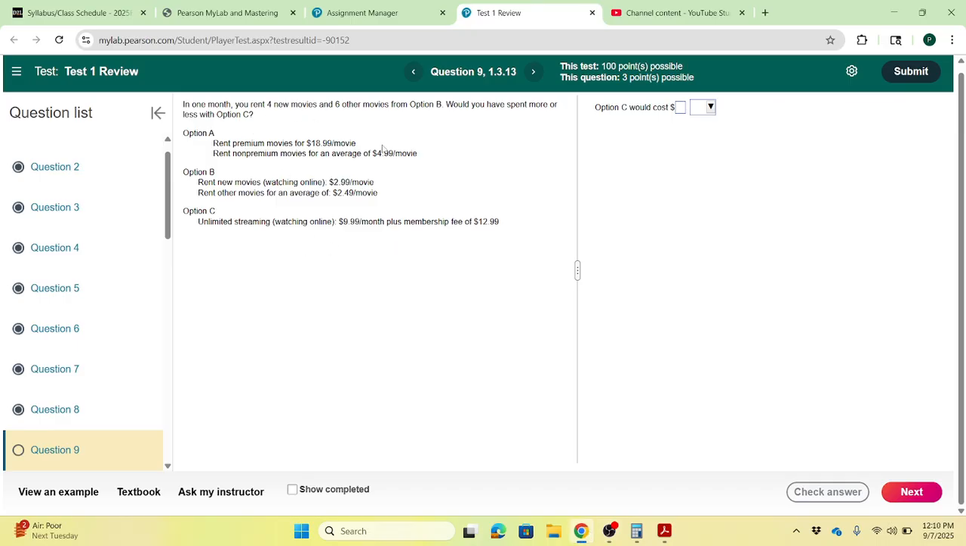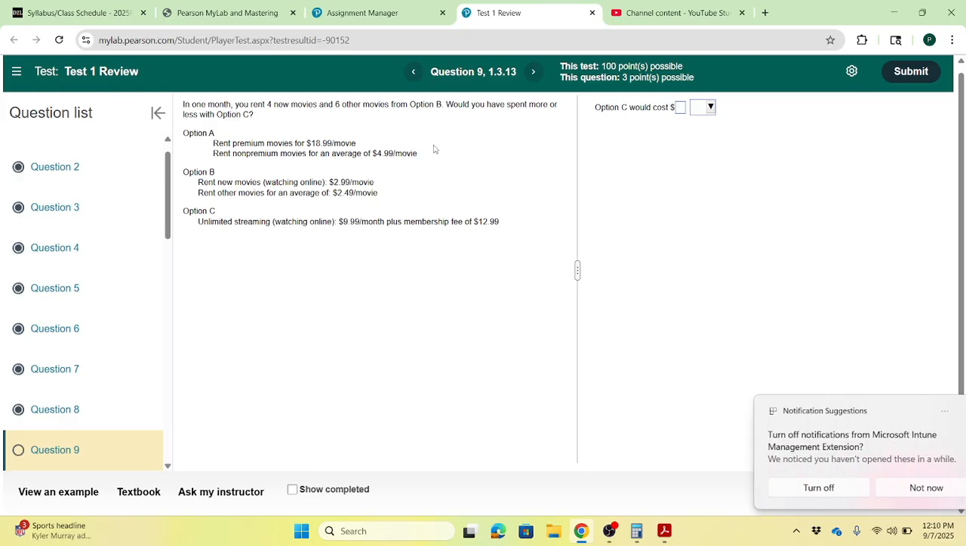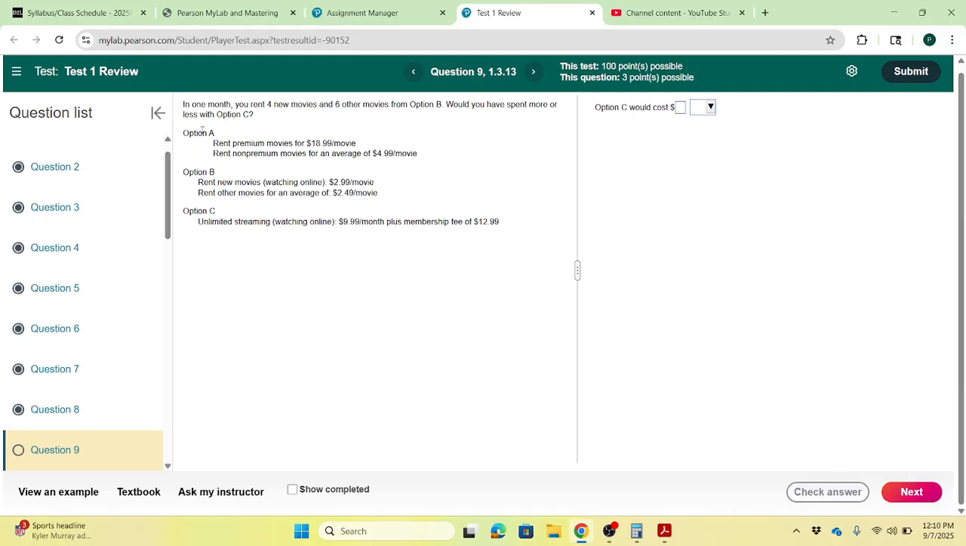Okay, let's go to the next question, question number 9, which is a problem solving. As you can see here, in 1 month you rent 4 new movies and 6 other movies from option B. There are 3 different options. Option A, rent premium movies, rent non-premium movies. Option B, rent new movies watching online, rent other movies for an average price. Option C, unlimited streaming watching online, $9.99 per month plus membership fee $12.99.